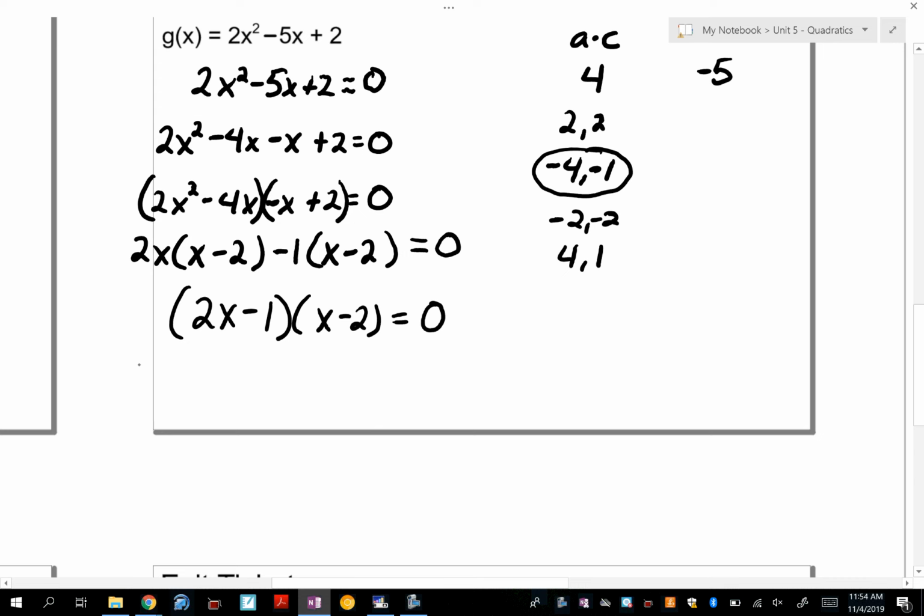Based on the zero product property, once I have factors, all I care about is making one of them 0, one at a time. So what makes this one 0? It is 1/2. Well done. If you're wondering how you get that, move over the negative 1. It becomes a positive 1. Then you divide both sides by 2, so it's 1/2. What about this one over here? And you have your answers.